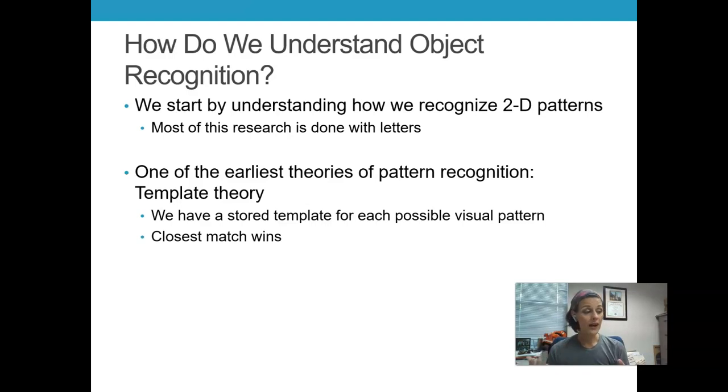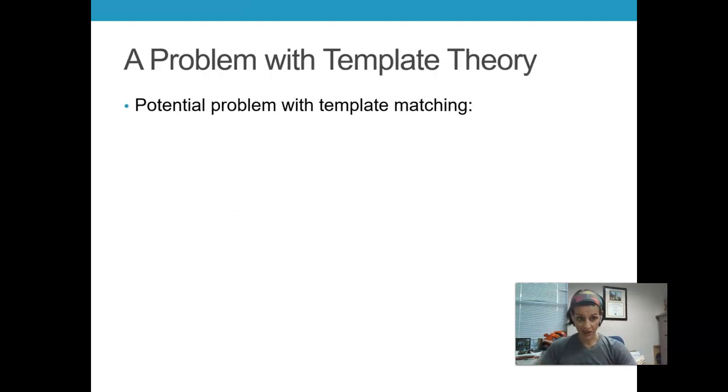And when you are finding something and you're trying to recognize what type of object it is, you search for all of the templates that are available in your mind, and the one that is the closest matching one wins, and that's what you identify it as. So there's kind of a problem with this, though. The idea that you have a template for every possible visual thing that you encounter.